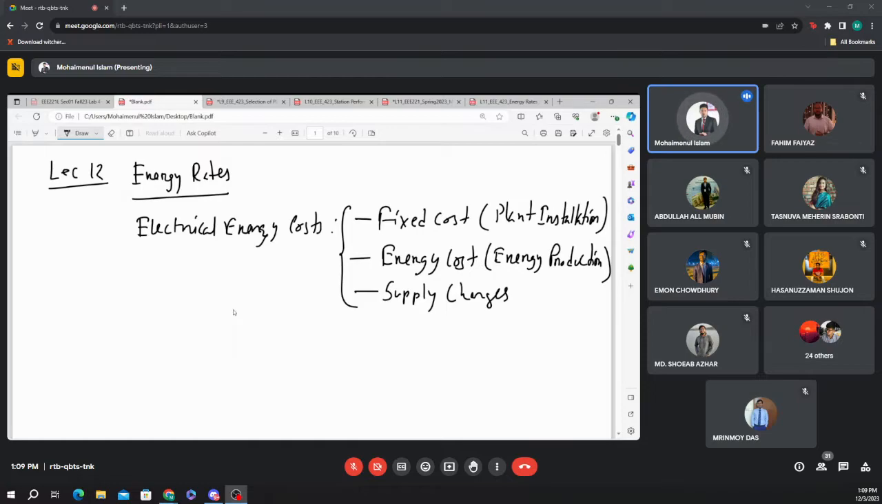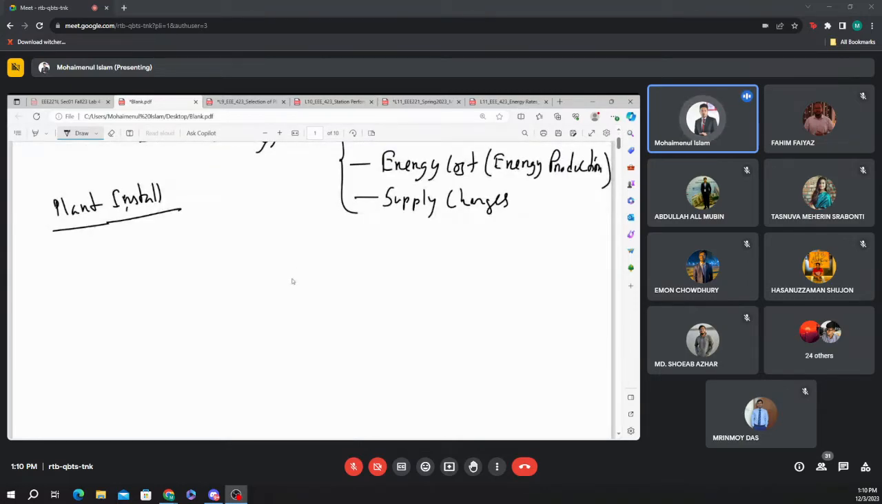What are the types of fixed cost? You said plant installation, but there are so many types of fixed cost. If you want to install a plant, you need to consider so many things, like land. Land has some cost. Maybe you need to design some building, right? Building has some cost. Maybe you need to purchase or hire some equipment to build the whole power plant. You need to set those instruments, so installation cost, design and planning cost, right?